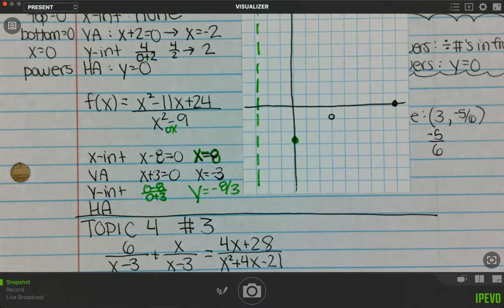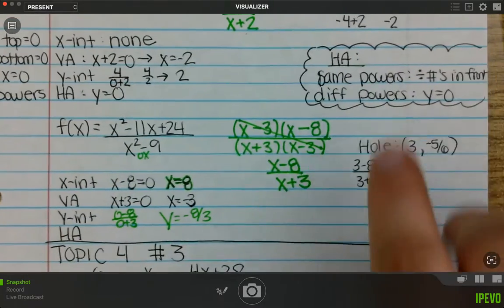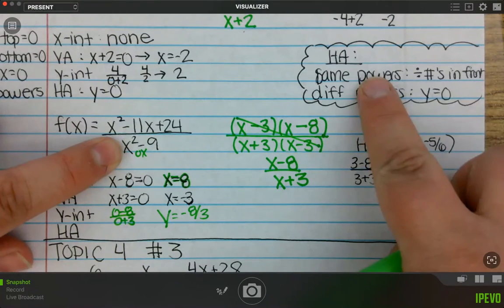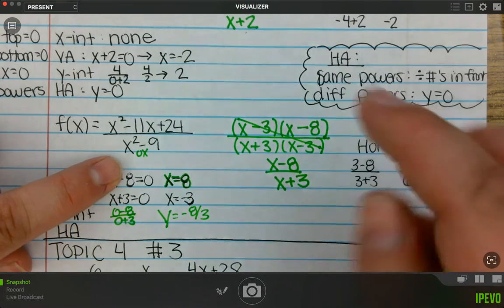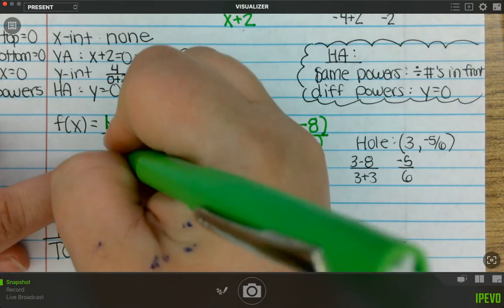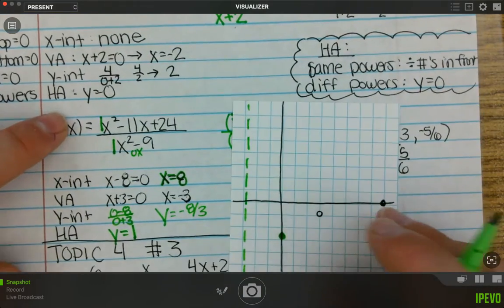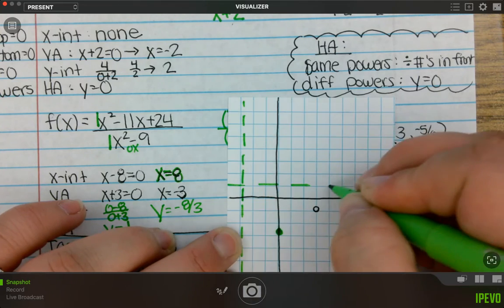And then for my horizontal asymptote, that's my powers rule. These have the same powers on top and bottom, so you divide the numbers in front. Since there are no numbers in front, they are both automatically 1s, so it's y equals 1. So I'm going to draw a horizontal line up 1, like this.